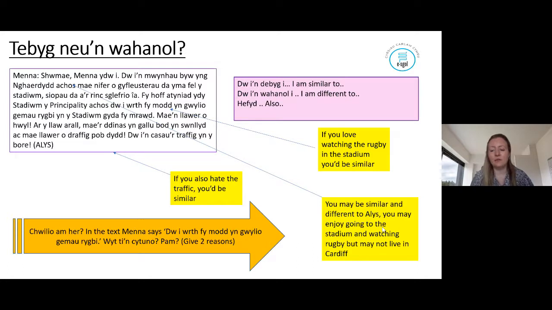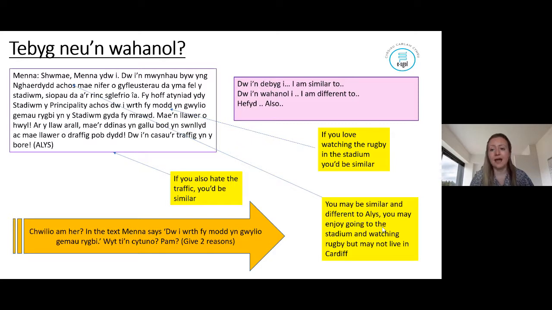Some lovely answers coming in. I like this one. Ar un llaw, dwi'n debyg I Mena achos dwi'n dwlu ar gwylio rugby yn y stadiwm. So I'm similar to Mena because I love watching rugby in the stadium, which is a really nice answer because you're not just copying what she says. She has said, dwi wrth fy modd, I'm in my element. So you've understood that and changed it to dwi'n dwlu ar. So I love watching rugby in the stadium, ac ar y teledu.